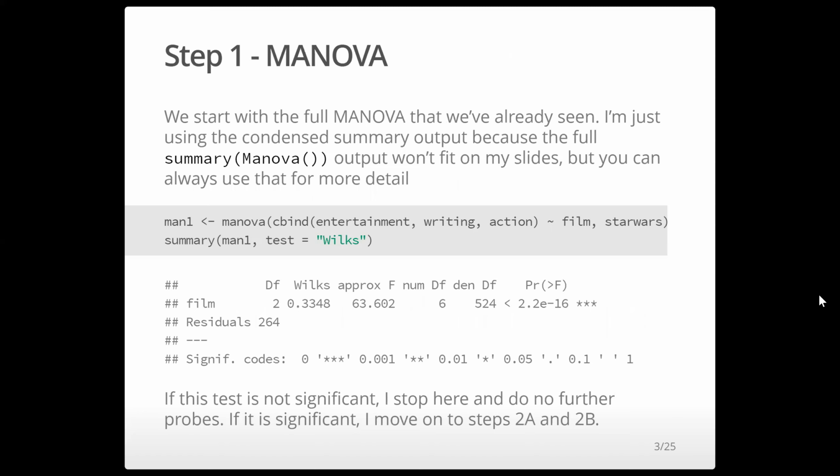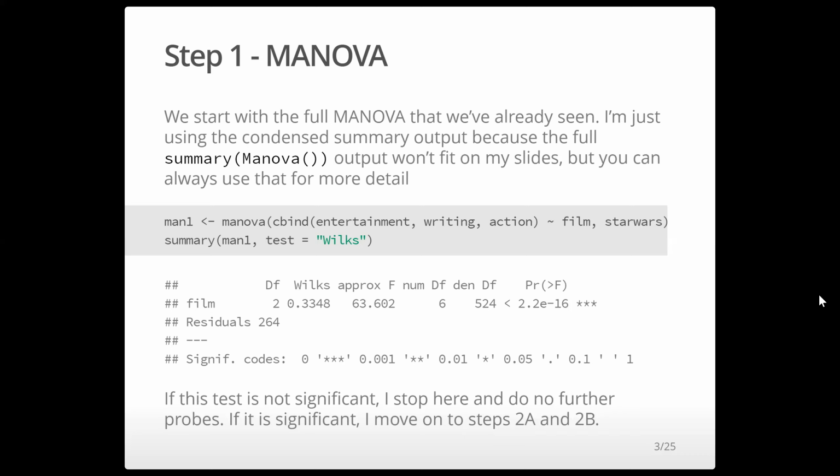So we start with the full MANOVA that we've already seen. I'm just using the condensed version here of the summary output. You can always get the longer version, the summary capital M MANOVA output, but that doesn't all fit on my slides. It will give you more detail, the B and W matrices, and all the different statistics that you might be interested in. But either way, we're going to start here. And if this test is not significant, then I'm going to stop. I'm not going to probe any further. If there's no simultaneous difference between my different groups on my p variables, there's no reason to test anything further.